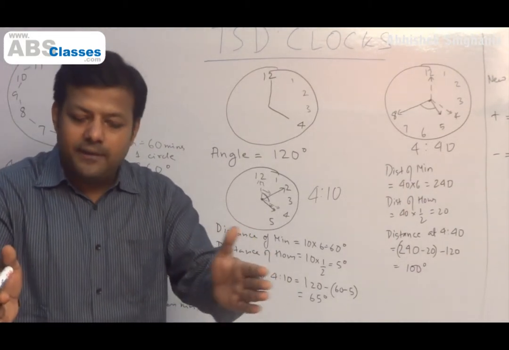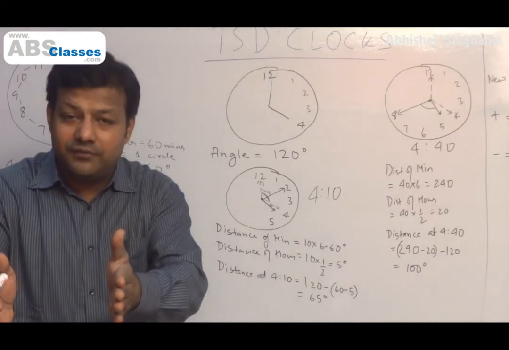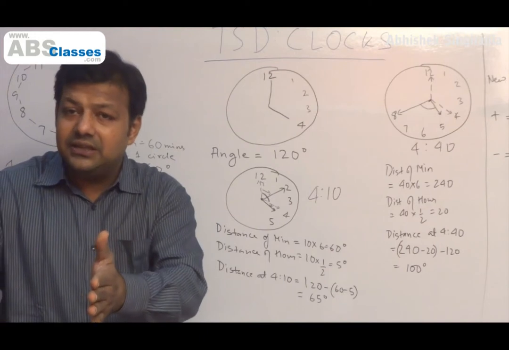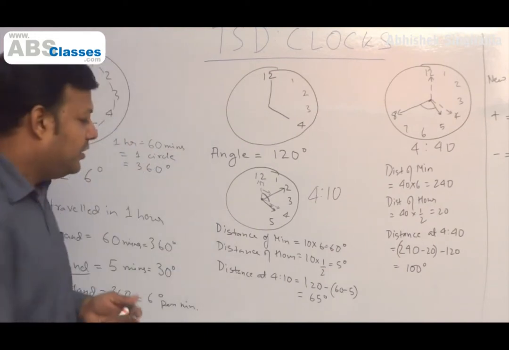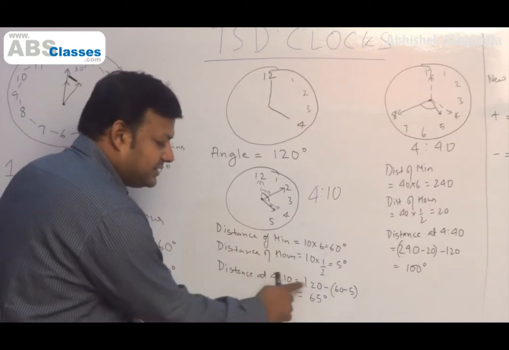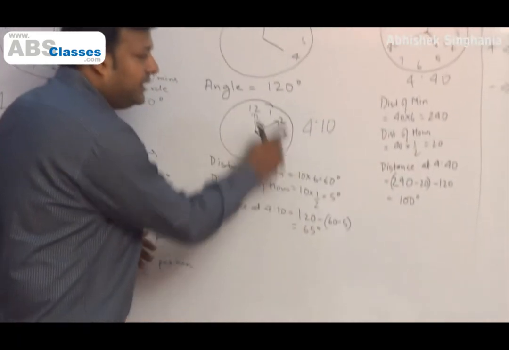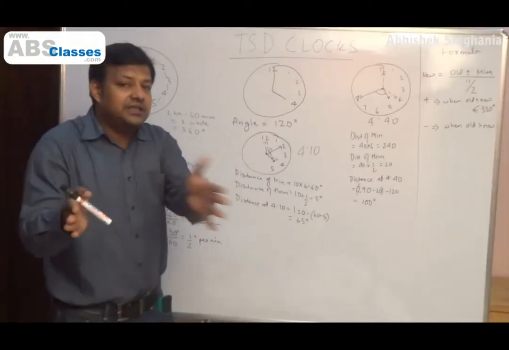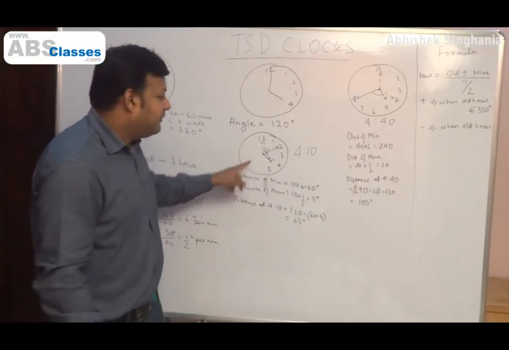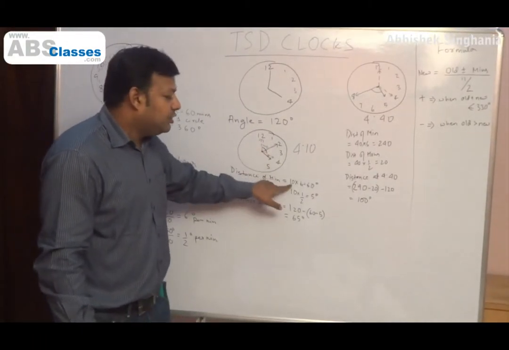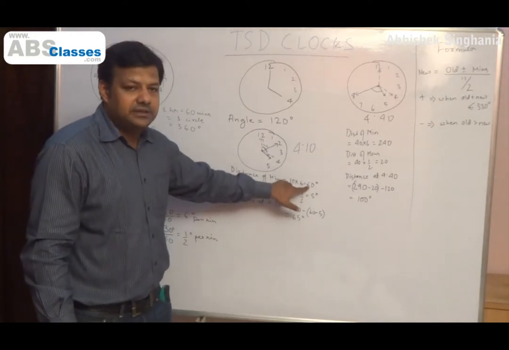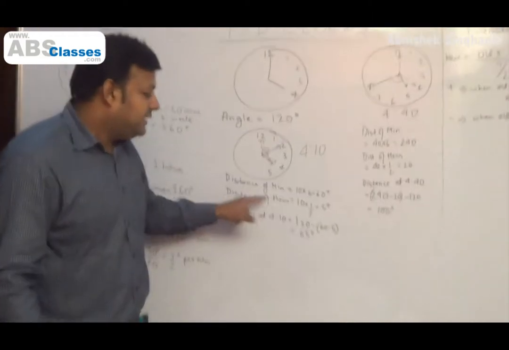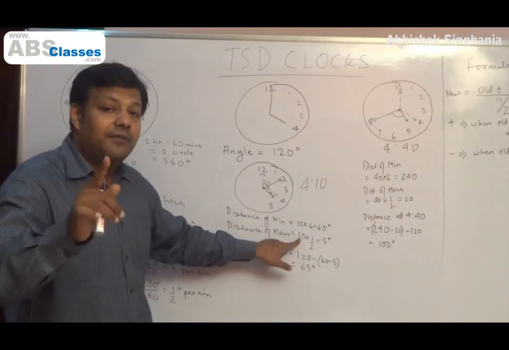Original distance minus the distance covered by the faster guy, plus the distance covered by the slower guy, the chaser and the chased. Therefore, the original distance is 120. What is the distance covered by the faster guy, the minute hand, the chaser, the guy who is following? It will be 10 minutes into 6, 60 degrees. What is the distance covered by the slower guy, the hour hand guy? 10 minutes into half a degree per minute.